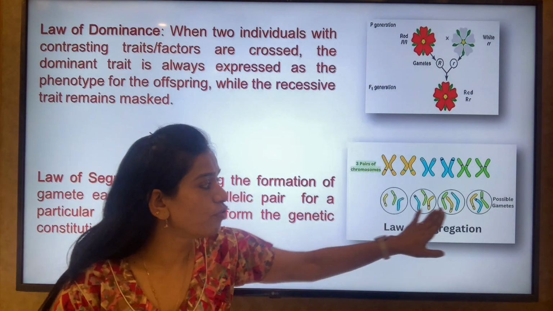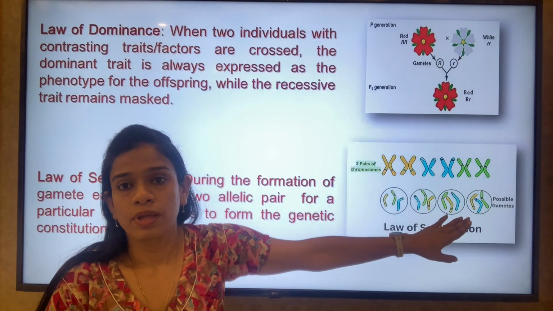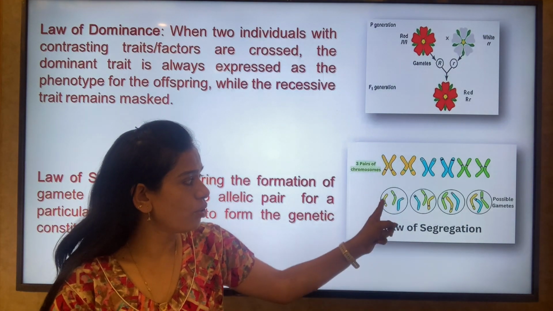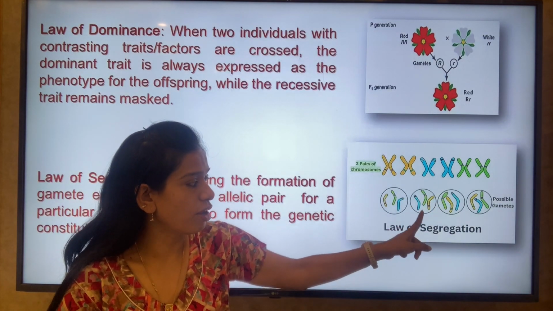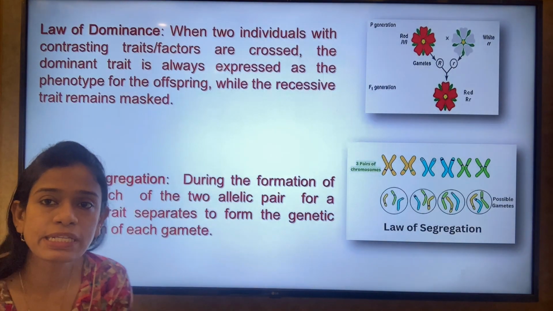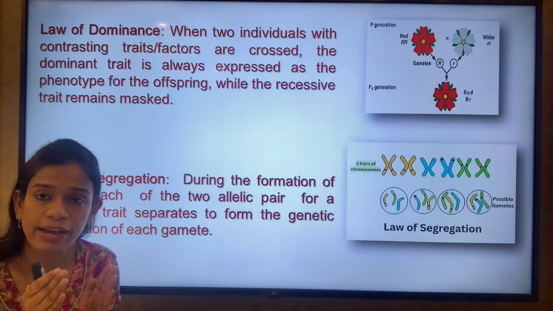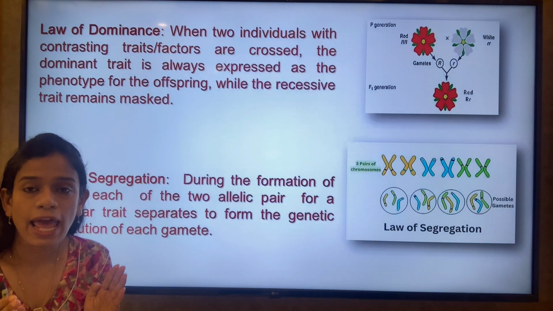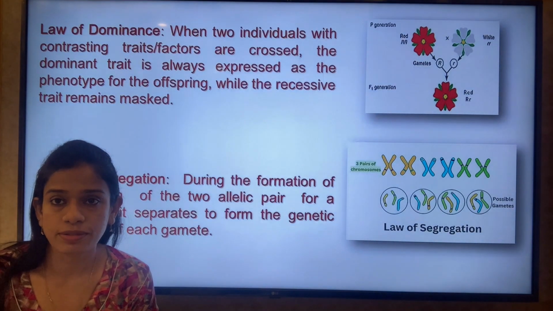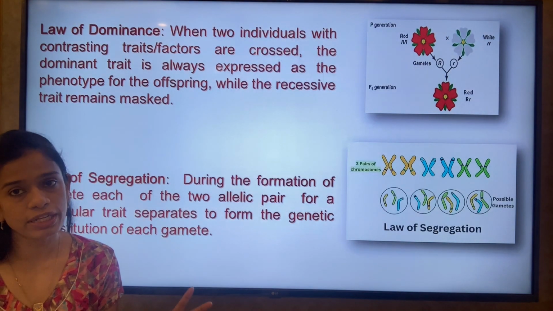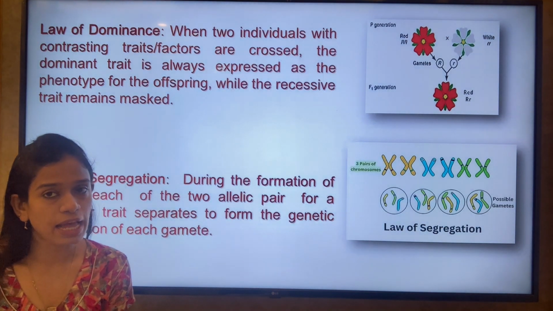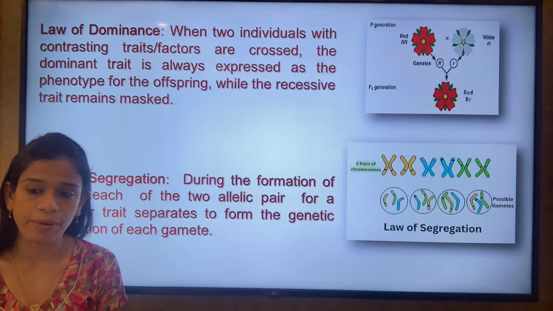See, out of these 4 gametes formed, each of them is a complete one, having 1 of yellow, 1 of blue, and 1 of green. So during the formation of gametes, the allelic pairs segregate or separate from each other and form the genetic constitution of each gamete. So these are the 2 laws postulated by Mendel after studying the monohybrid cross and declaring the results for the same.